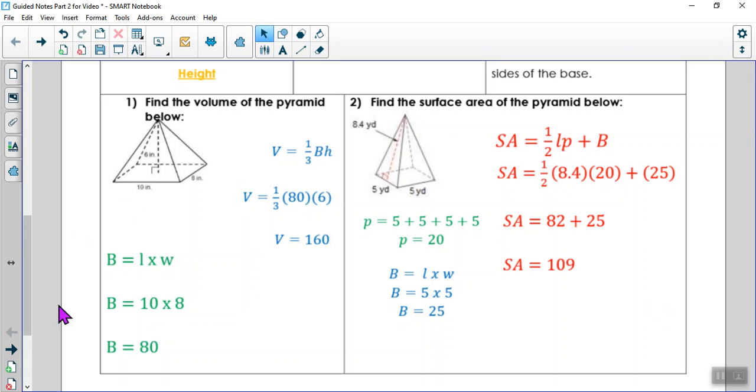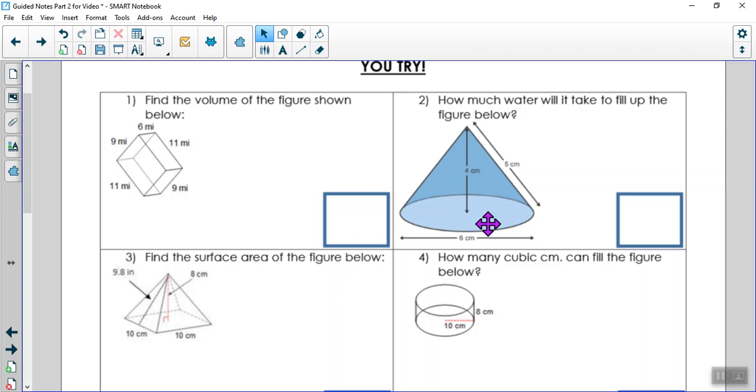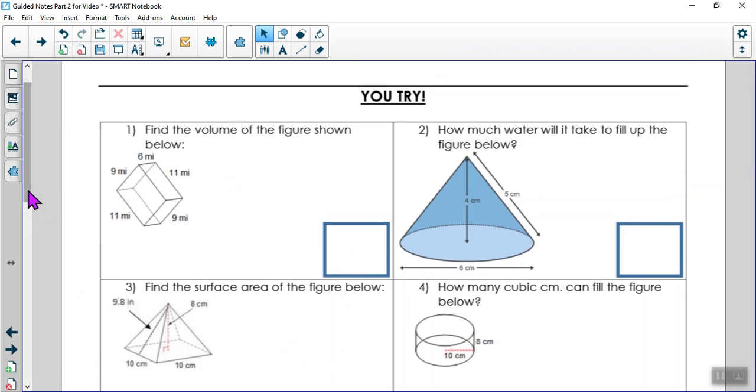Okay, now that we've done a couple of examples, you're going to try some in the U-Try, and it's a mixture of a bunch of different shapes. So some of them are from last time, and then some of them are exactly like we did today. You can use your formula sheet and make sure you get it checked when you are ready.